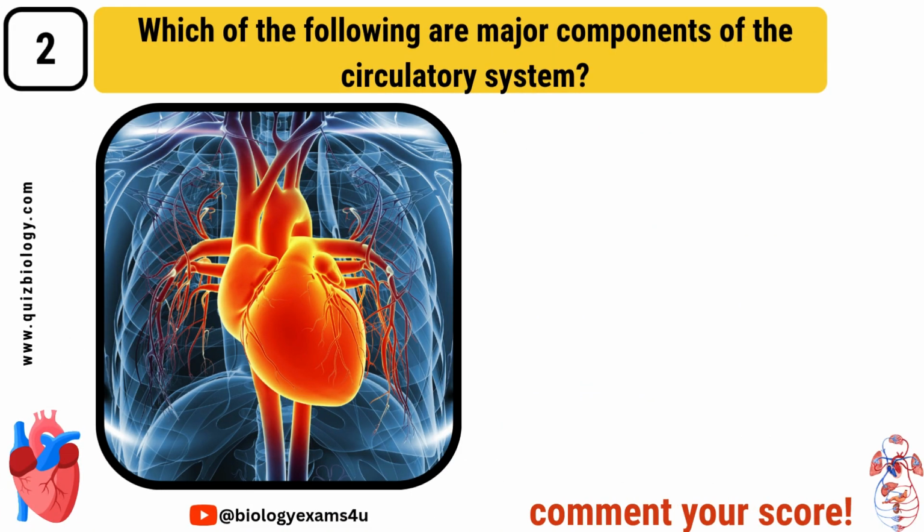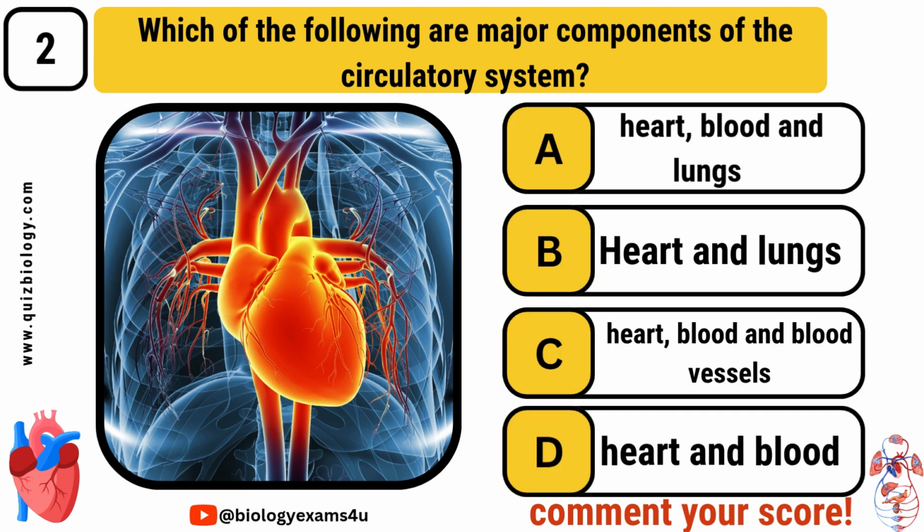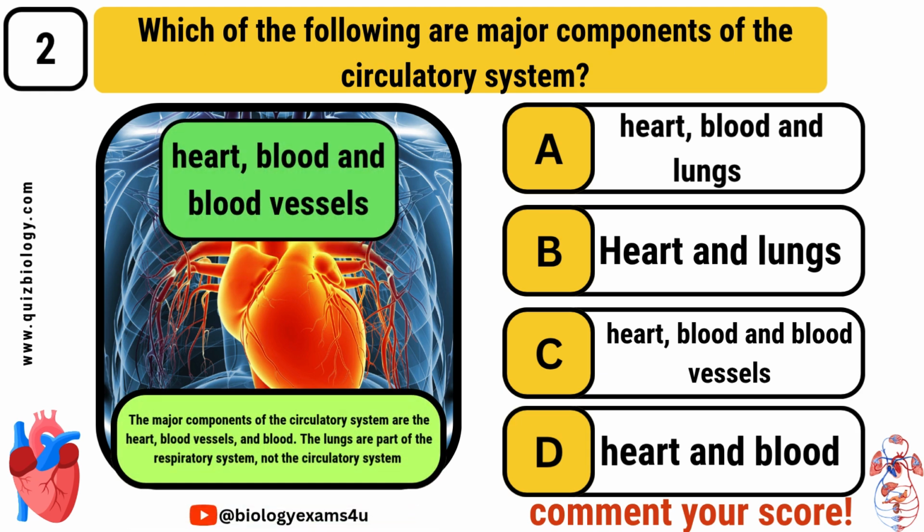Which of the following are major components of the circulatory system? Options are heart, blood, and lungs; heart, blood, and blood vessels; heart, and blood. Circulatory system is made up of heart, blood vessels, and blood. The lungs are part of respiratory system, not the circulatory system.